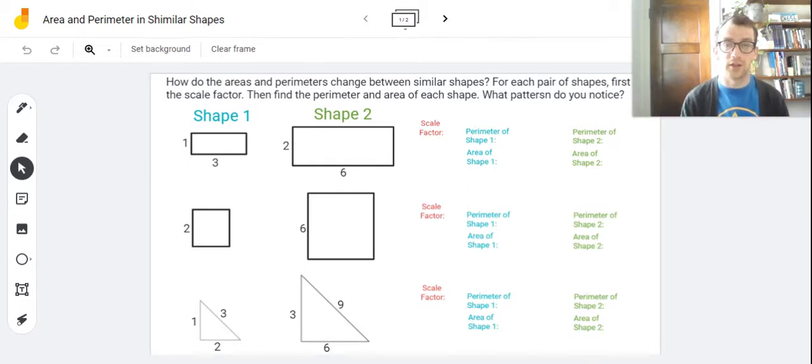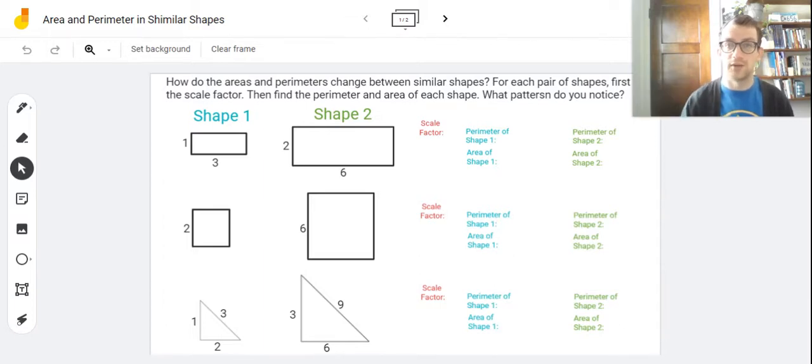Does the scale factor also tell us how much the perimeter will increase by? Does the scale factor tell us how much the area will increase by? That's your job to explore how do area and perimeter compare between similar shapes. To do that, here's what your assignment looks like.